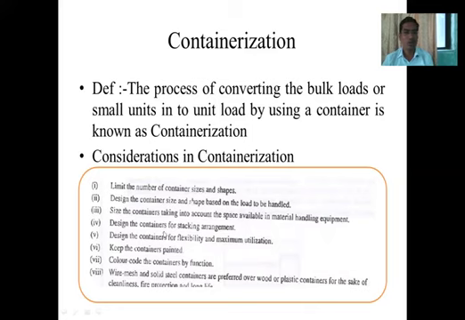Then design the container for stacking arrangement. Then design the container for flexibility and maximum utilization. Then keep the containers painted, that is also a consideration. Then color code the container depending on the function, which type of material is going to be handled, so color coding is also an important parameter. Then wire mesh and solid steel containers are preferred over wood and plastic containers for the sake of cleanliness. Then fire protection is also provided for the long life of the container.